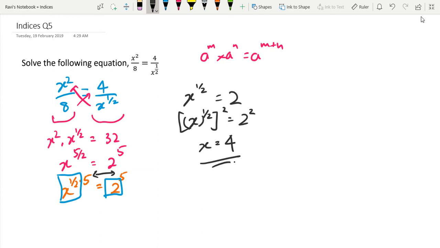So I hope that this has explained the question and how to go about solving such an indices problem.